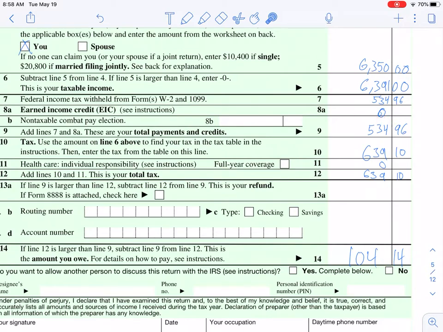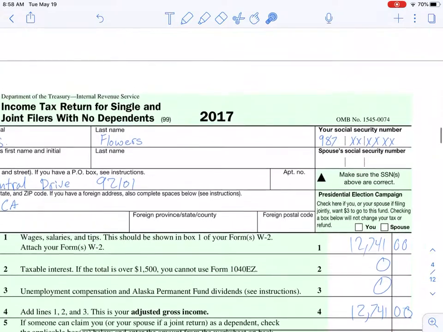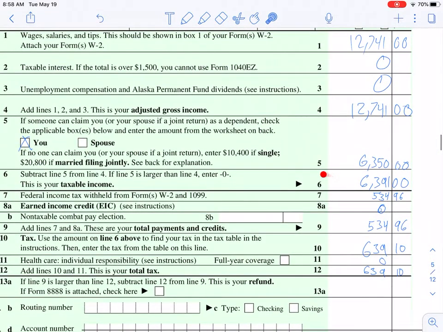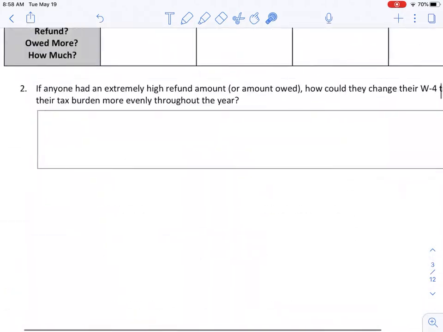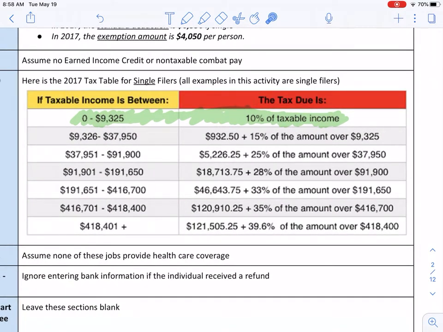The amount of tax that she owes, we're using line 6 above, and then we're finding it in the tax table in the instructions. So here's line 6. This was the amount she ended up owing, $6,391. Not owing, sorry, the amount of her taxable income. So then we bring it up to this table, right? This is our progressive tax system, which means that as we progress to making more money, the part for each level that's above the level before it is taxed at a higher rate. And that was explained in the last video.